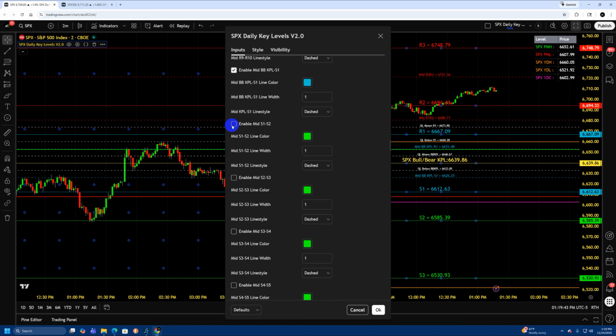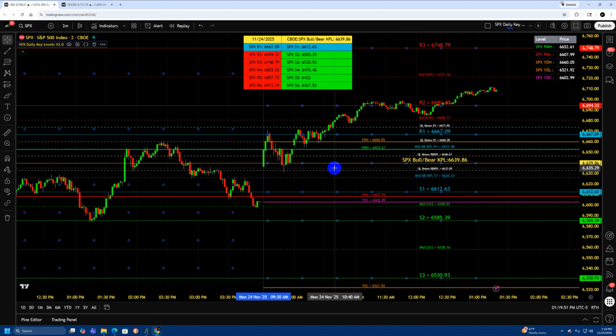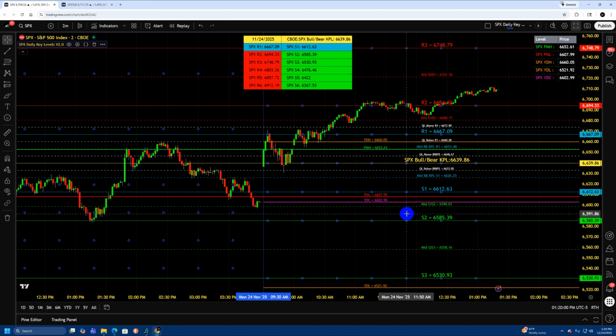So for example, we can go down here and turn on mid S1, S2 and mid S2, S3. So for an example, if price started traveling down below S1, hit S2, and then started curling back up above S2, and you wanted to take a bullish trade off of S2, then your standard stop loss would be the first midpoint below S2, the mid S2, S3 level. Or if you instead were taking a bullish trade off of the S1 level, then the standard stop loss would be the mid S1, S2 level.